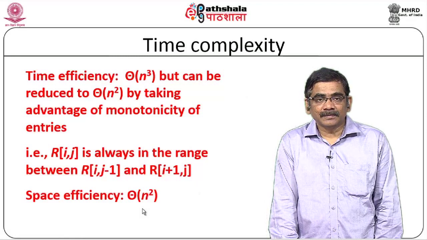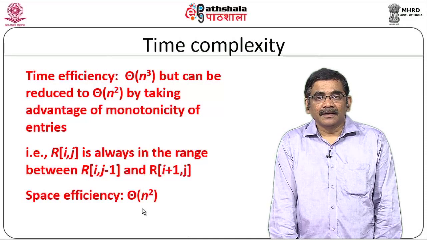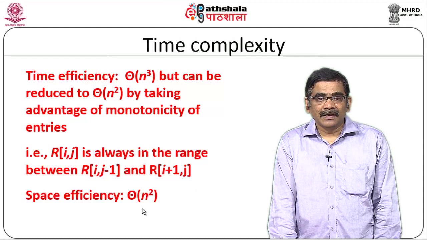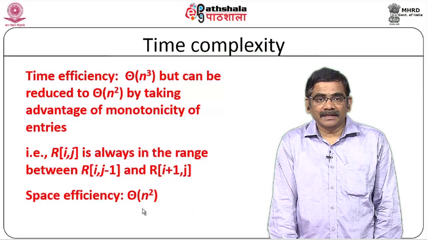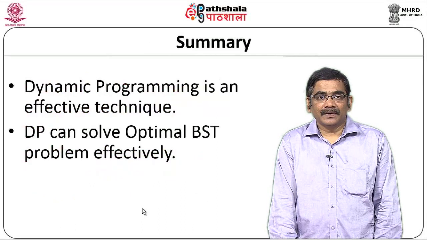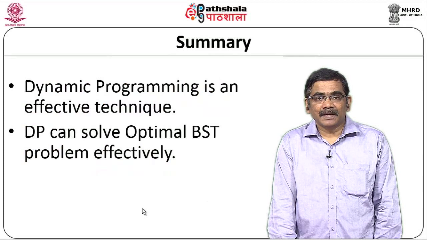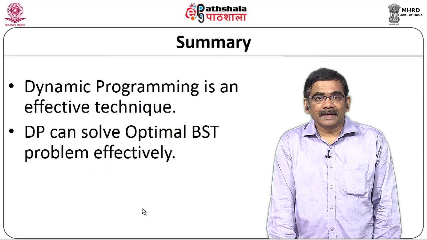Time complexity is going to be theta of n cube, but taking advantage of the monotonicity, where R of i comma j is always going to be in a range, this can be reduced to theta of n square. And what is the space efficiency? It is going to be theta of n square. In summary, we can conclude that dynamic programming is a very effective technique and can solve the optimal binary search tree problem effectively. Thank you very much. In the next module we will come up with a fresh set of problems for the dynamic programming approach. Thank you.